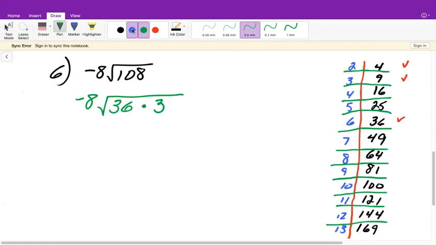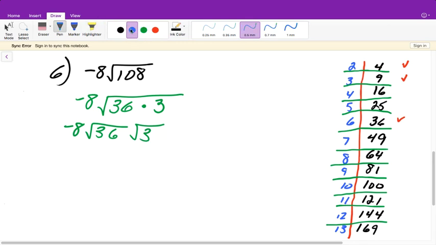But remember, these are the numbers that we are focusing on, these numbers here. If none of these numbers go into it, we can't simplify it. So a lot of you guys want to say, oh, well, 2 goes into it 54 times. But 2 and 54 aren't perfect squares, so it really doesn't do us any good. So that's why I'm only focusing on my perfect squares, because then I can take the square root of it. And then I separate them, 36 times the square root of 3.